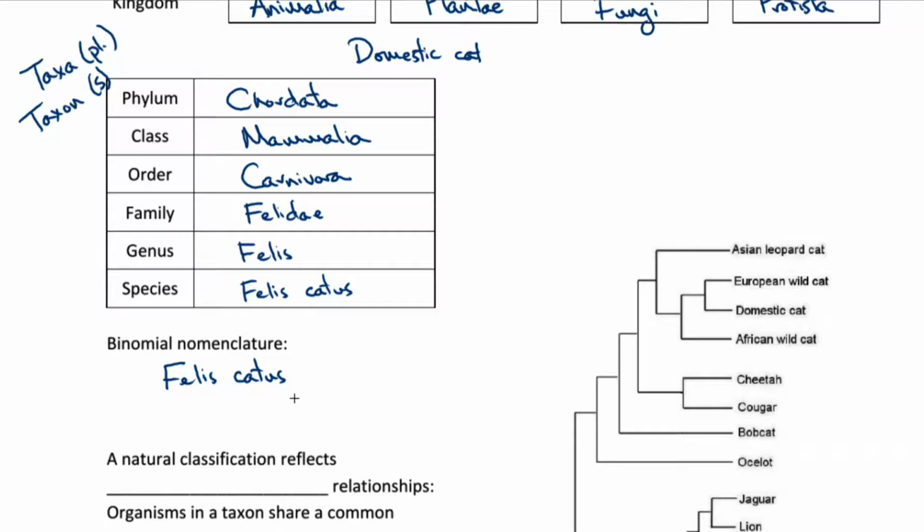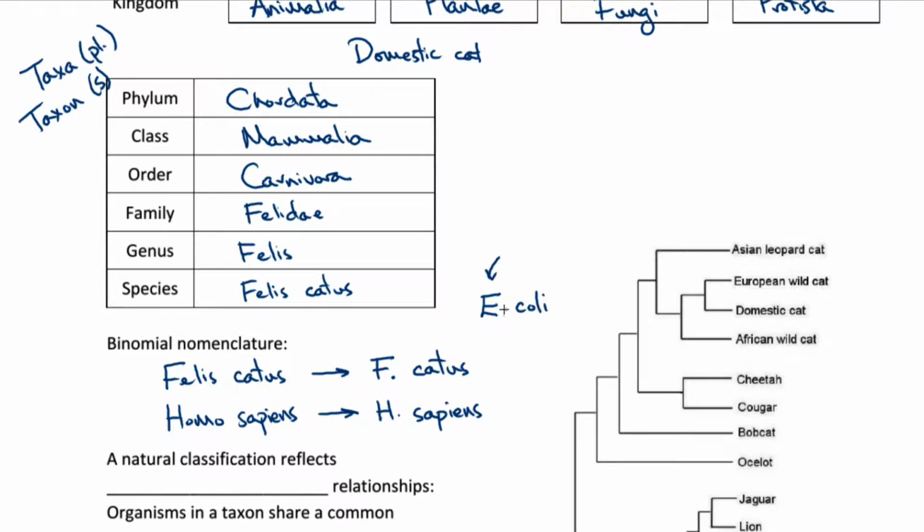Also, when this is being used multiple times, you might see it written out the first time in full like this, but then after that, the genus will be abbreviated and the specific epithet will be written out. And again, this would be in italics if we were typing it, so it would be F. catus. Humans are Homo sapiens. Again, the genus is capitalized, the specific epithet is not. This would be in italics, and if this were repeated, we would write it as H. sapiens. As another example, you may have seen the bacterium E. coli written out. E here stands for Escherichia, that's the genus name, and coli is the specific epithet.